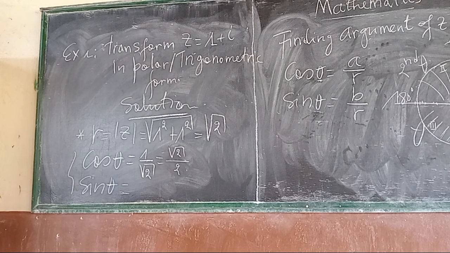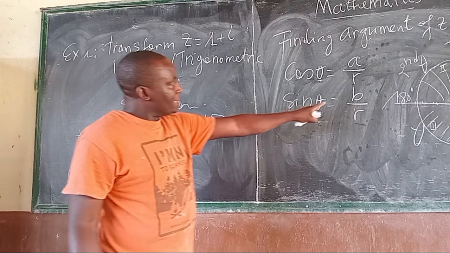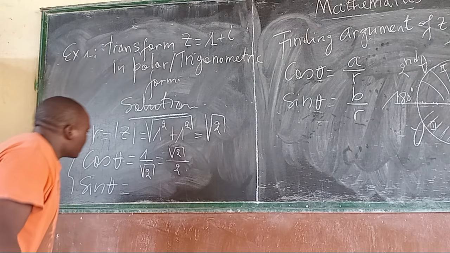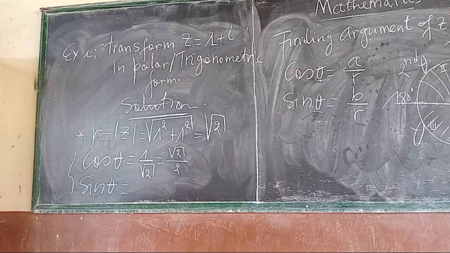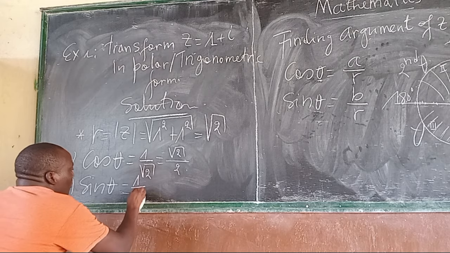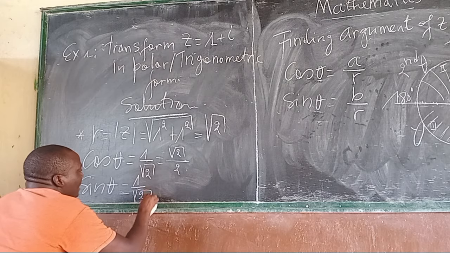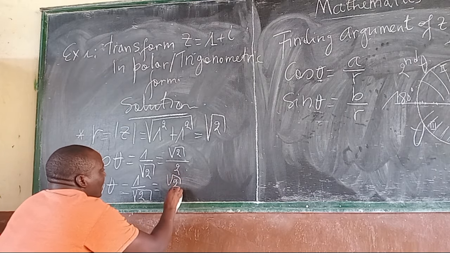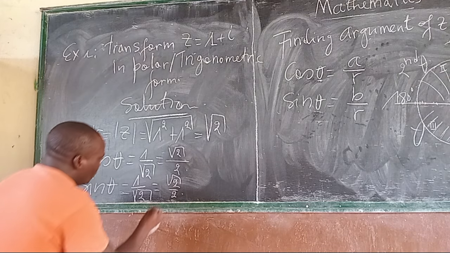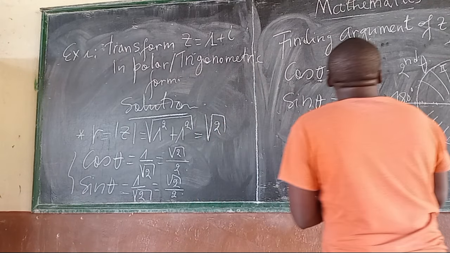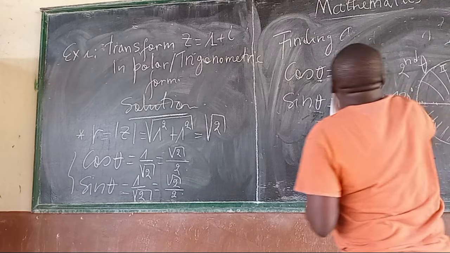See me clearly, teachers. To get the sine of an angle theta, you get the imaginary part out of the radius or modulus. Then the real part equal to 1 out of the modulus, square root of 2. Again, this is equal to how many? You get square root of 2 again out of square root of 2. Teachers, we are together. Answer me.